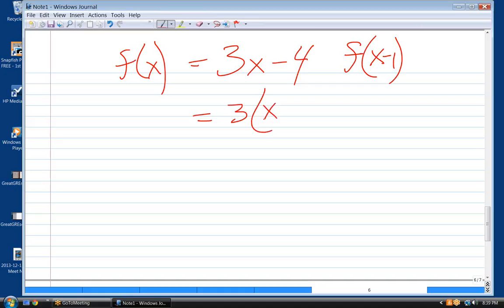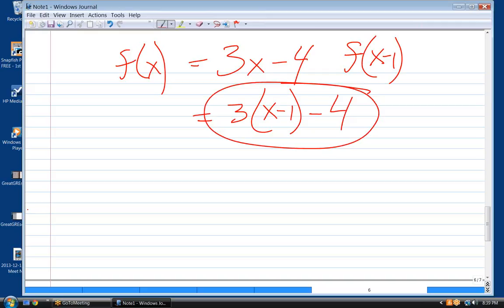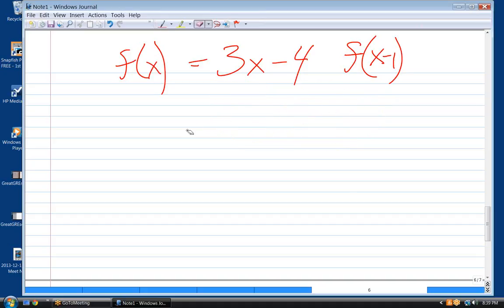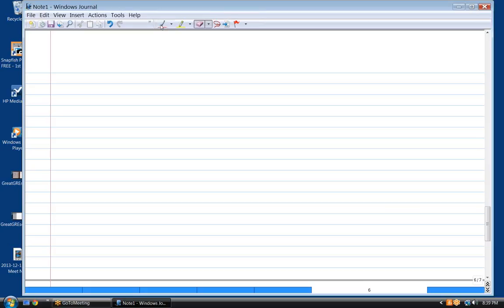Would we plug in x minus 1 again, or just -1? No, exactly. Whatever's in the parentheses, you plug in for x. So that would be f of x minus 1. Okay? So no matter how complex, whether it's a number or another function or a complex function, that's what you do every time, is just plug it in for x.